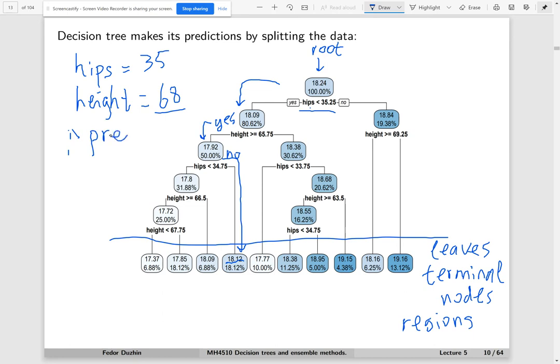So the prediction is 18.12. So this is our prediction. The other 18.12% means that if you look at all our training data, and you apply this process to every observation in the training data, then 18.12% of all the training observations will be classified by this node. So 80.12% of training data sits here.